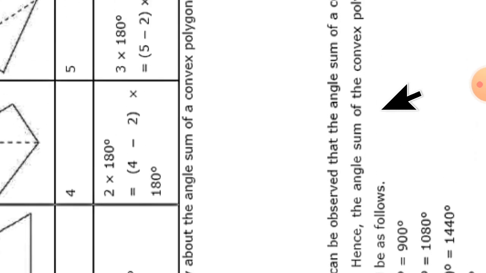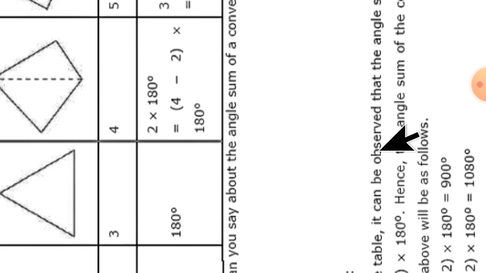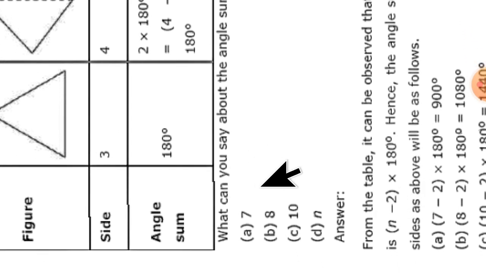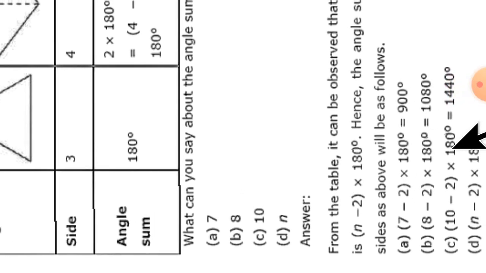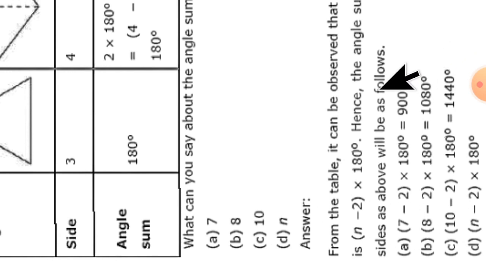Hence the angle sum of a convex polygon having the number of sides given above will be: 7 means 7 minus 2 into 180, that is 5 into 180, that is 900. 8 means 8 minus 2 into 180, that is 6 into 180, that is 1080. 10 means 10 minus 2 into 180, that is 8 into 180, that is 1440. And n means n minus 2 into 180.